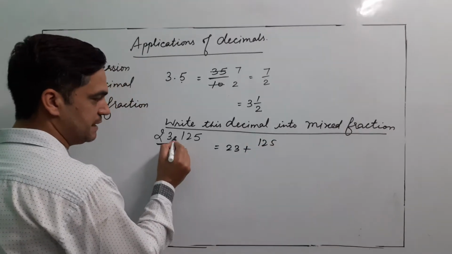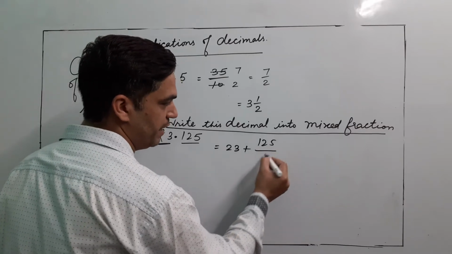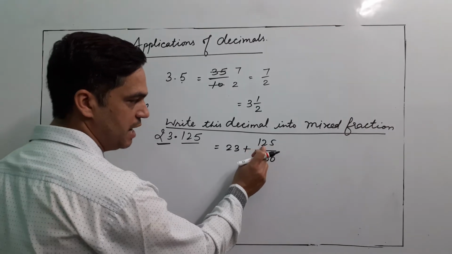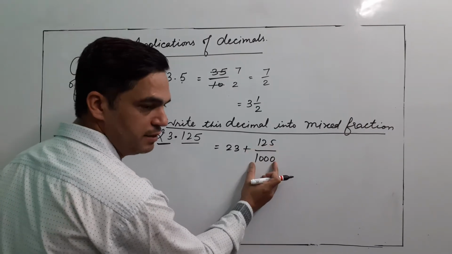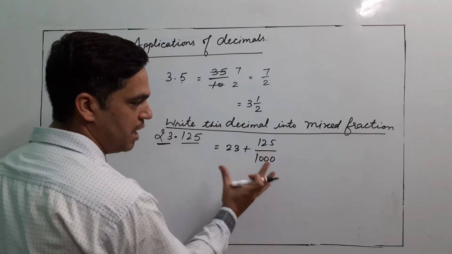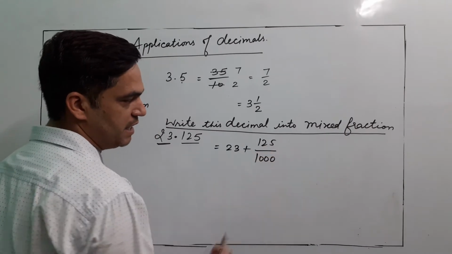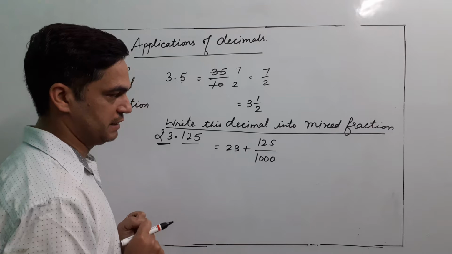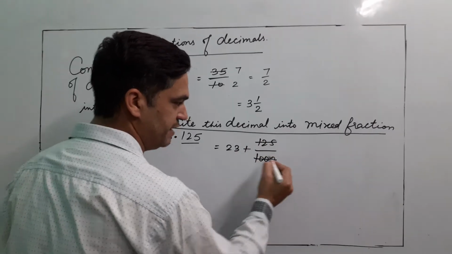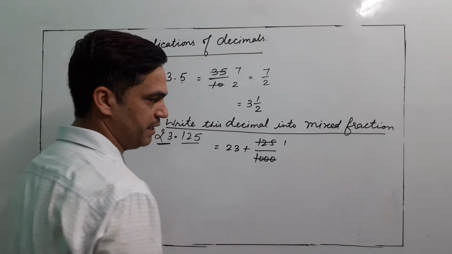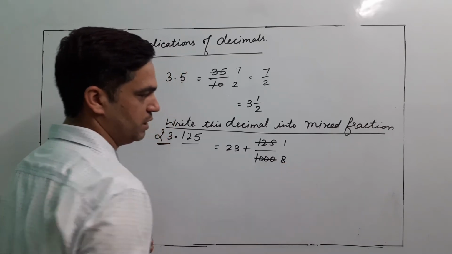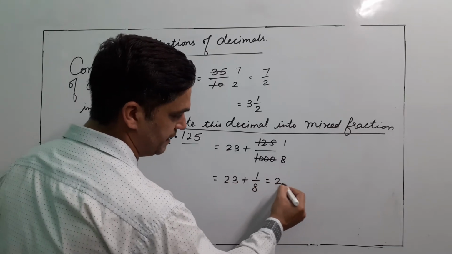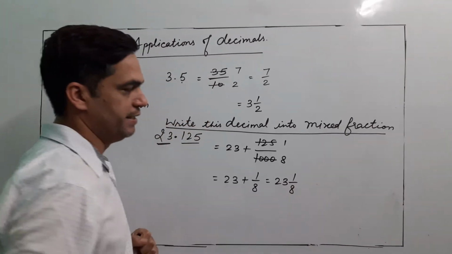There are 3 digits after the decimal, so we can write them as 125 by 1000. 10th place, 100th place, 1000th place. So we have to take 1000. 125 out of 1000. Now 125 by 1000 is a reducible form. They both have the common factor of 125 itself. 125 ones are 125, 125 eights are 1000. Now this has become 23 1 by 8, or we can write this as 23 and 1 by 8.